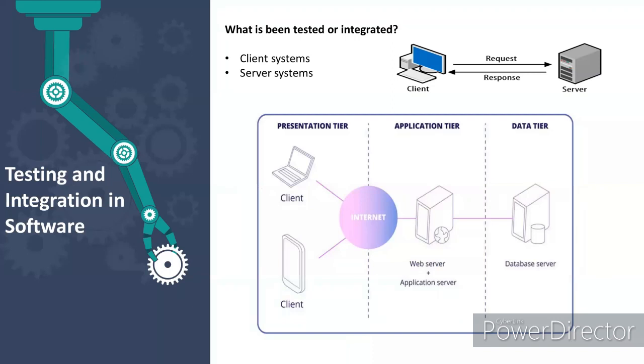What we are testing is client systems and server systems. The client system has to do with your phone, the presentation layer. The server system has to do with what is being hosted in the cloud. A server is just something that is connected to the cloud, to the World Wide Web. It's accessible globally. That is what makes it a server.